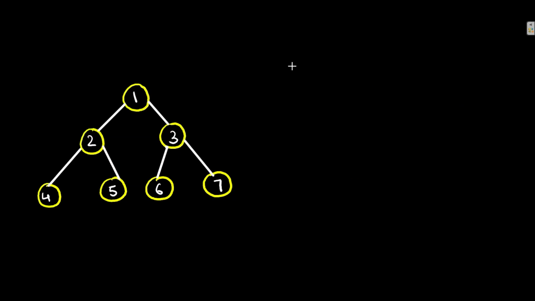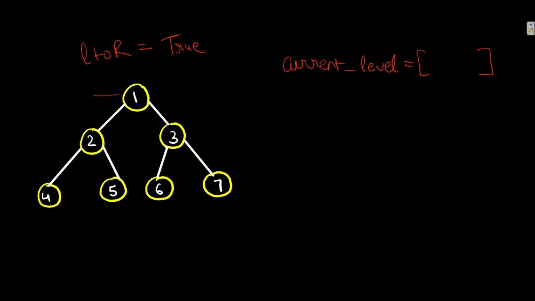In the level order traversal, what we were doing was, we were maintaining an array called current level, which was storing the nodes at each level. So let's say in the first level, we need to go from left to right. We have a variable left to right which initially is true. That means in the first level we need to go from left to right. So in the current level we add 1 and we have left to right as true.